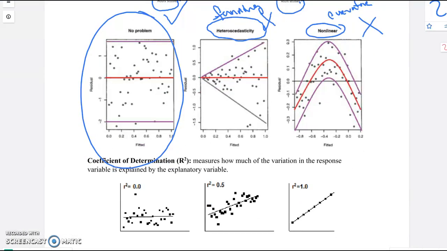What you want is random scatter. We want random scatter. We don't want any heteroscedasticity. We don't want any curvature. We just want no pattern. Now, why would it be no pattern?